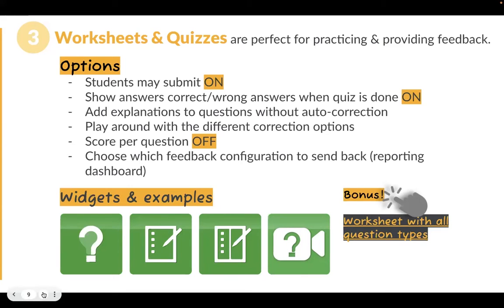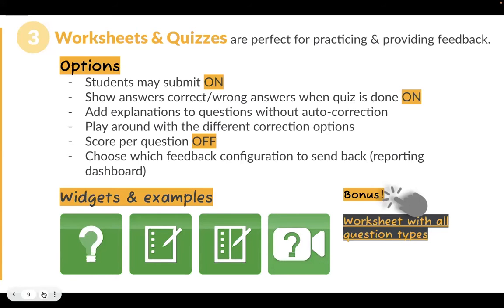Adding explanations to questions with auto-correction will save you lots of time because you do not need to manually go through every single student's submission. You can let BookWidgets lift some of that load for you. So pairing the auto-scored questions with an added explanation will help students to understand why they got a question correct or not. You also want to play around with some of the different correction options as fit the needs of your classroom space.